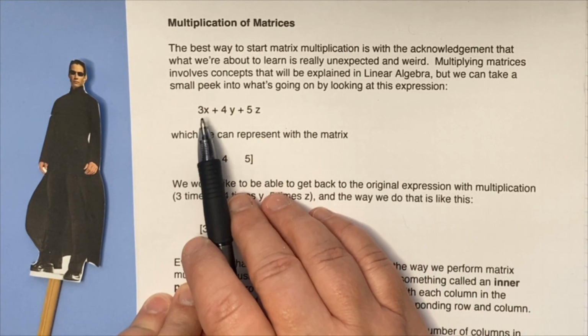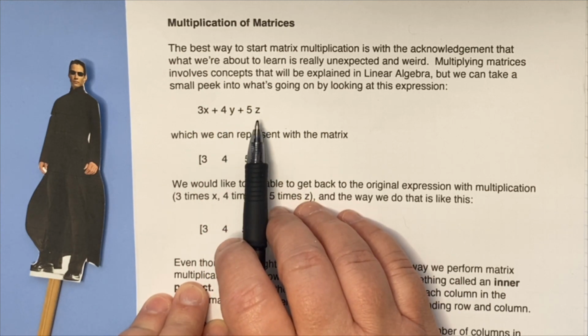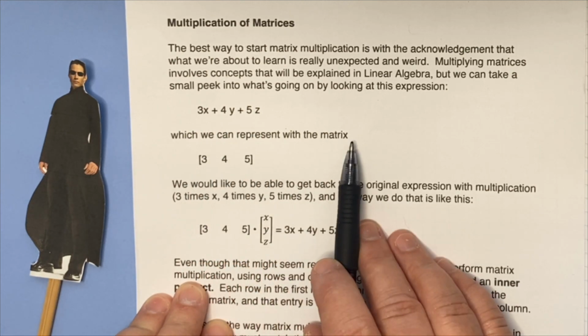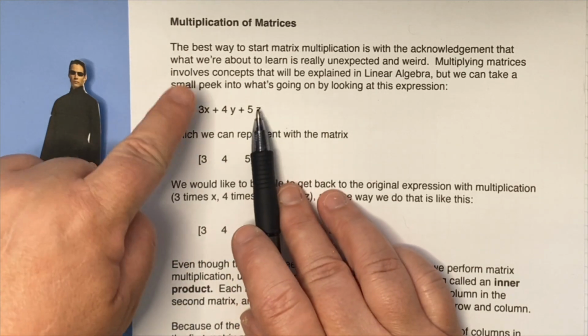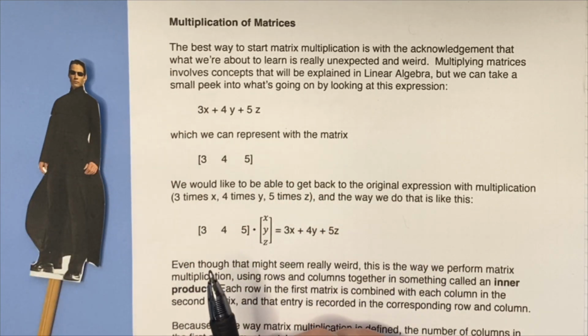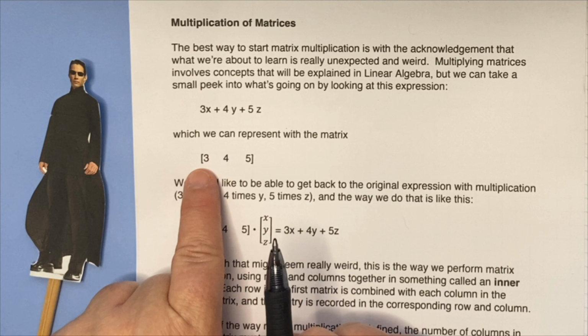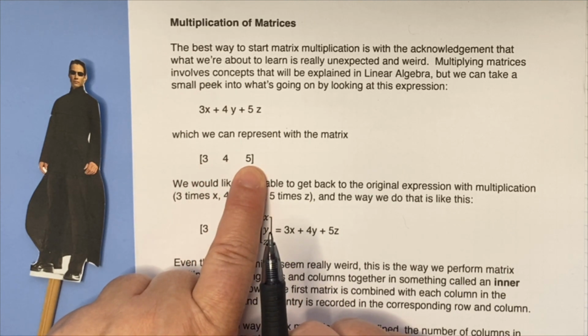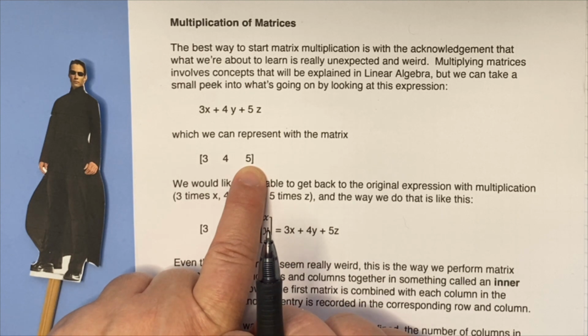So we've got 3x plus 4y plus 5z, which we can represent with the matrix 3, 4, 5, right? We've done this before in the previous video. So we've got the coefficients of the variables. But the problem is this does not include the variables. So how do we do that?